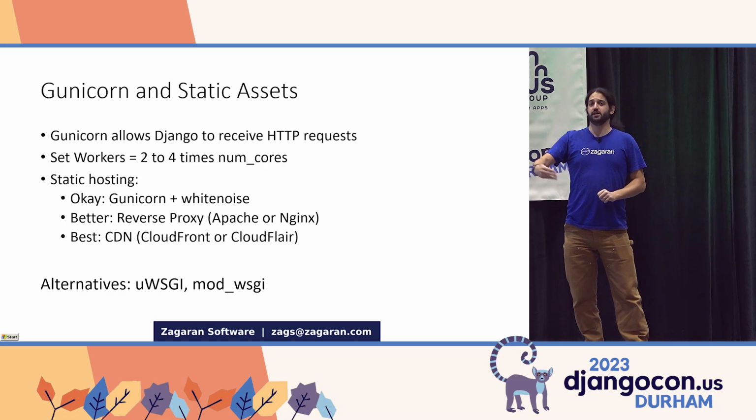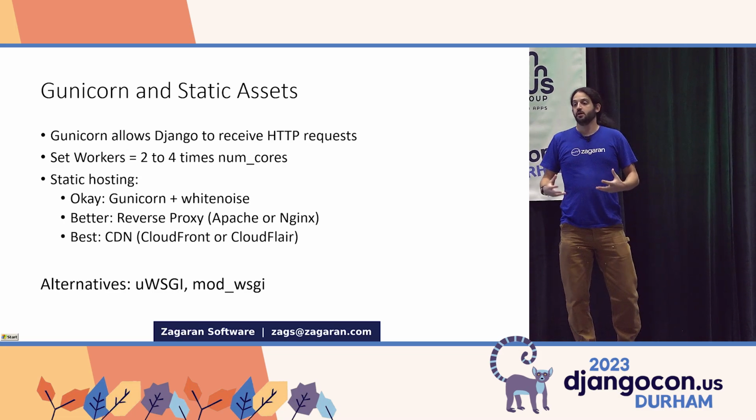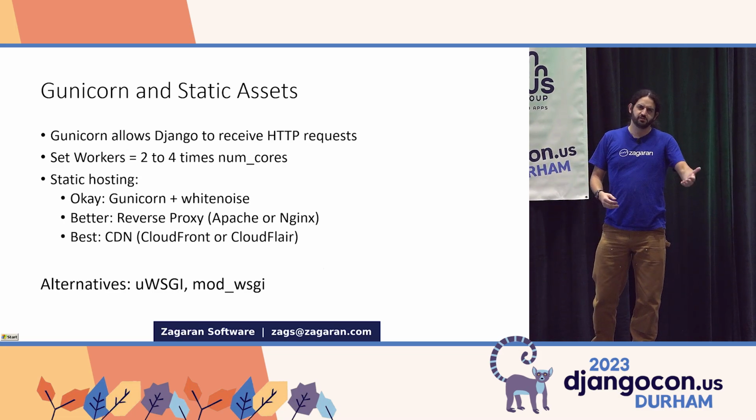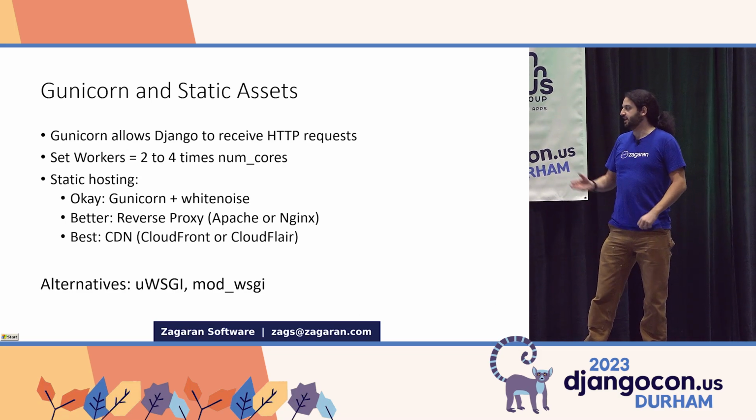If you do care about performance, adding in a reverse proxy like Apache or Nginx is going to give you better performance on hosting those static assets. It'll also give you that better DDoS protection. But if you really care about performance for hosting your static assets, go get a CDN.